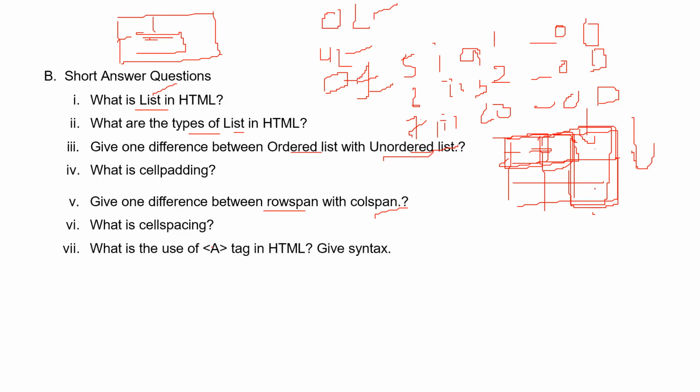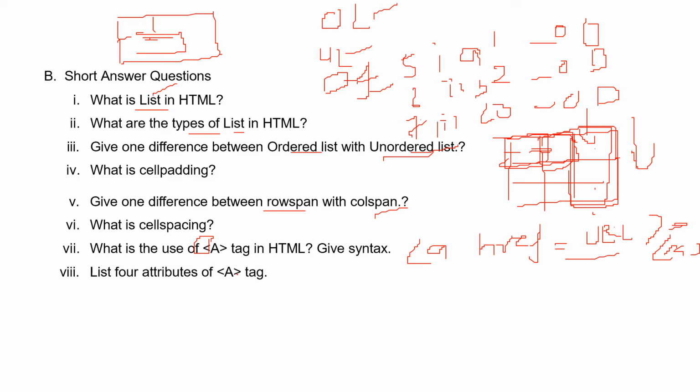What is the use of a tag in HTML? Give syntax. A tag is used for the anchoring or actual navigation or reference. So you do like this, A, then you give href, then you give the URL like this, and you have to end A also. Whatever you write in between, if you click it, it will take you to this URL.